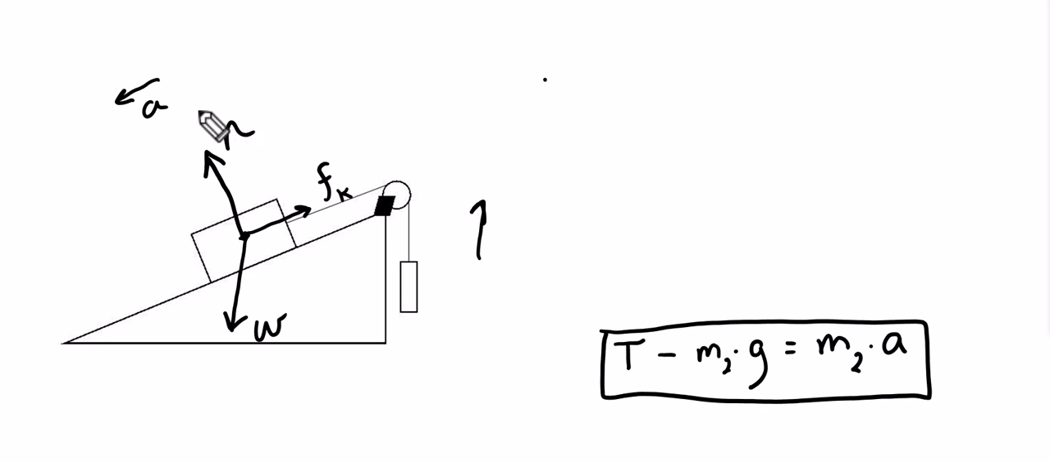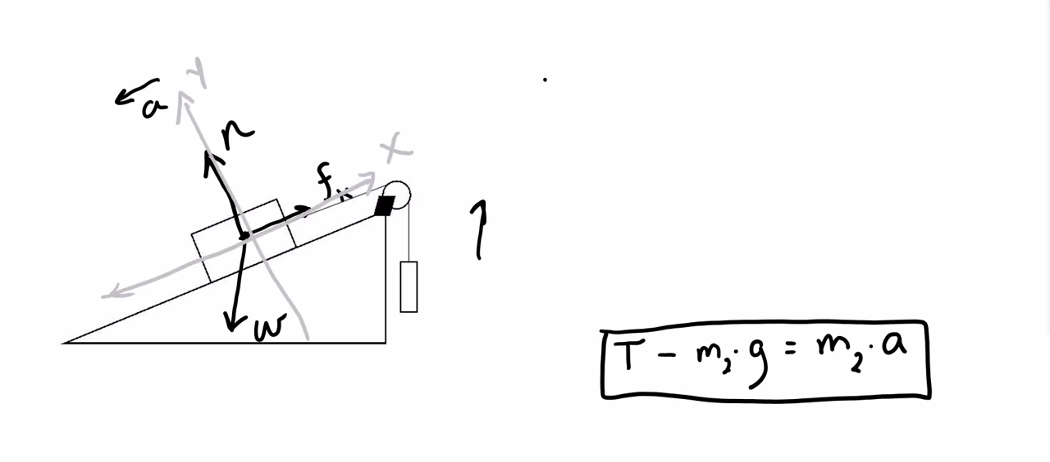If instead we had assumed that the acceleration was going in this direction, then the friction is always opposing the direction of motion. But in this case, I'm assuming it's going down the ramp, therefore friction opposes it and goes up the ramp. This is our setup so far.